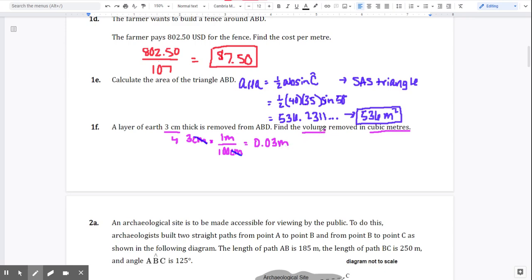Part 2 of this is remembering that to find the volume, you can just do the cross-section area multiplied by the height. So whatever the area of the piece that you're looking at, multiplied by the height. We just found the area, so we'll take that 536 multiplied by the 0.03. The area of the cross-section, 536, times our height, or the thickness, now converted to 0.03, gives 16.08, or to 3 sig figs, 16.1 cubic meters.